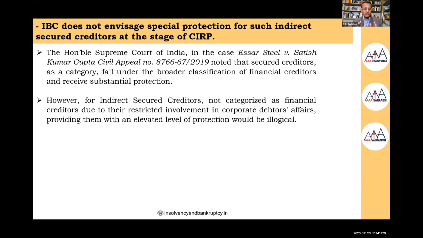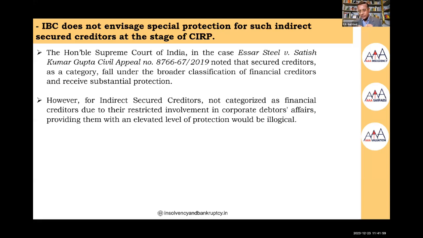However, in this particular judgment, during CIRP, it is noted that the secured creditor as a category falls under the broader classification of financial creditor and receives substantial protection. However, indirect secured creditors, not categorized as financial creditors due to their restricted involvement in the CD's affairs, providing them with an elevated level of protection would be illogical. That's what was held in Essar Steel Limited versus Satish Kumar Gupta. That was long back in 2019.